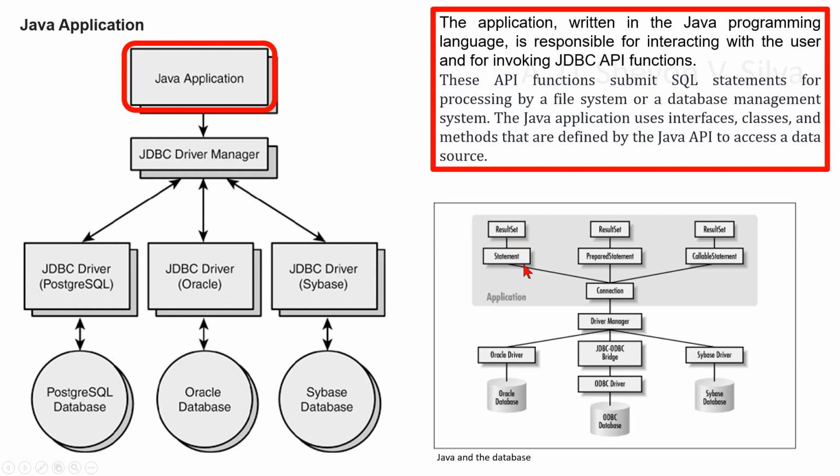All execution methods in the Statement interface implicitly close a current ResultSet object of the statement if an open one exists. Interface PreparedStatement: an object that represents a precompiled SQL statement. A SQL statement is precompiled and stored in a PreparedStatement object. This object can then be used to efficiently execute this statement multiple times.